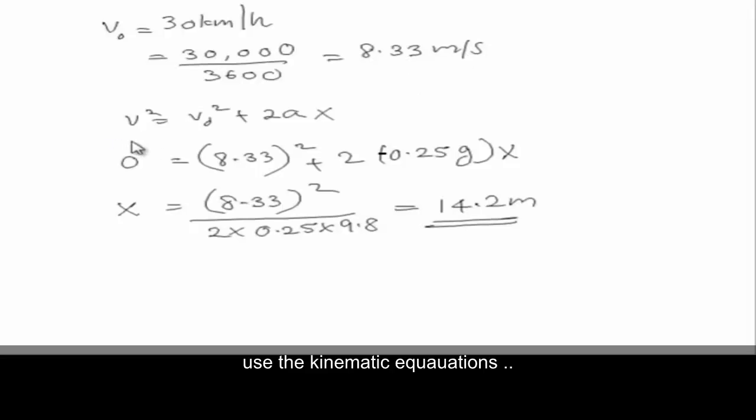Then we can use the equation v squared equals v0 squared plus 2ax. The final velocity v is 0. Initial velocity is 8.33. Acceleration is 0.25 g. So x becomes 8.33 squared divided by 2 times 0.25 times 9.8. So it becomes 14.2 meters.